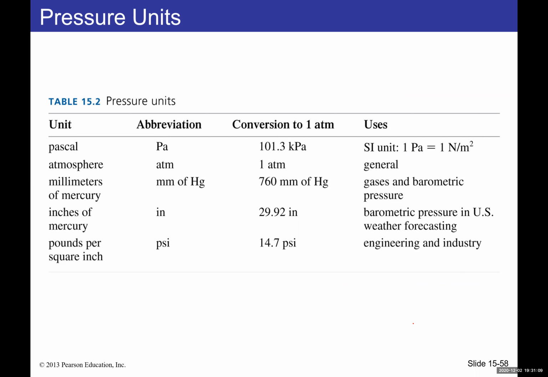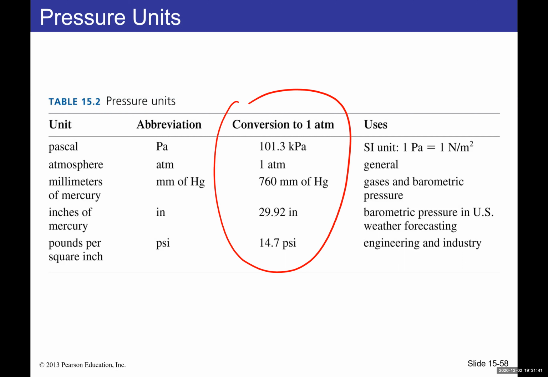But there's also atmosphere, or ATM, which can be used when dealing with mostly atmospheric pressure. And then we also have millimeters of mercury, inches of mercury, pounds per square inch, and so forth. There are a lot of different measurements. These are then all converted to basically one ATM. That means each different unit for pressure can be converted to ATM.